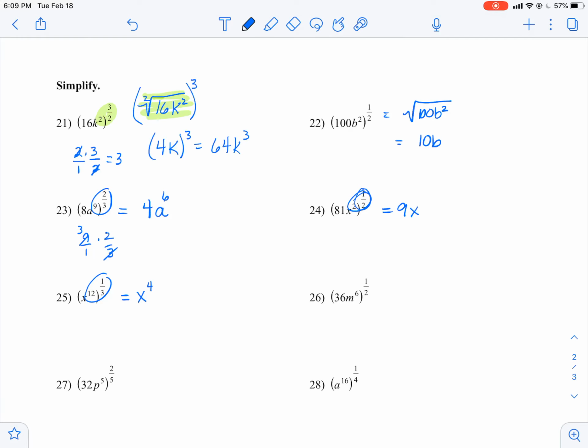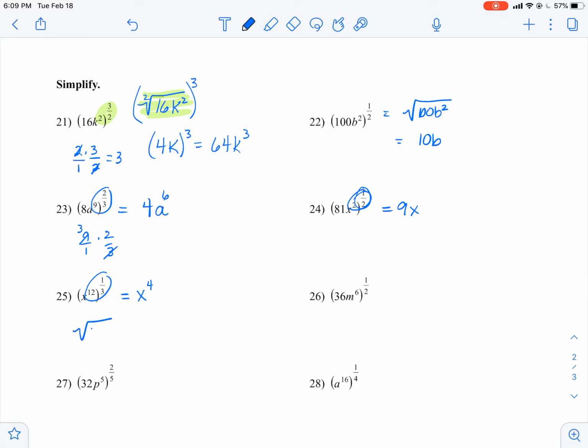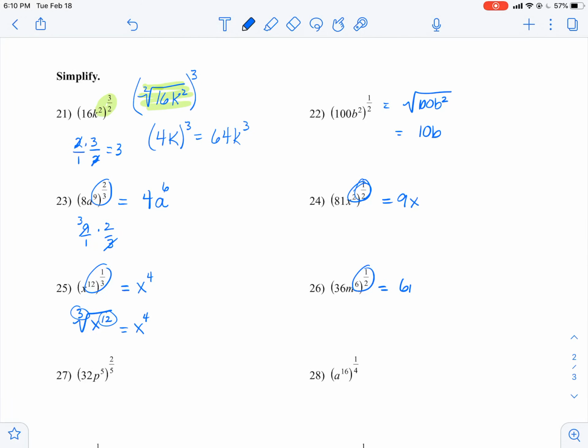Now, I want to take a minute and also kind of back up and look at a couple of things on this one, because I do have x to the 12. This is a 1/3. If you see it written this way, then all you need to do is divide. 12 divided by 3 is 4, x to the 4. Okay, very simple. The square root of 36 would be 6. And again, 1/2 times 6 would be an m to the 3.